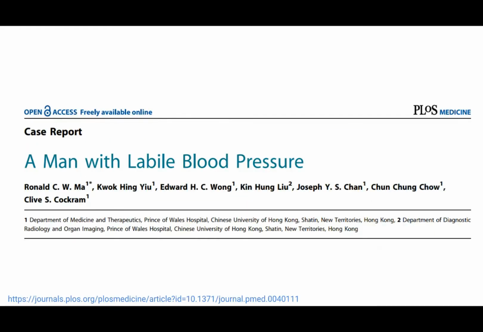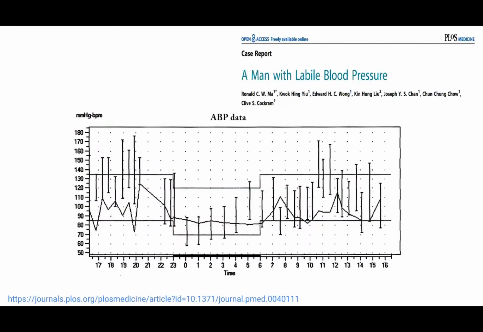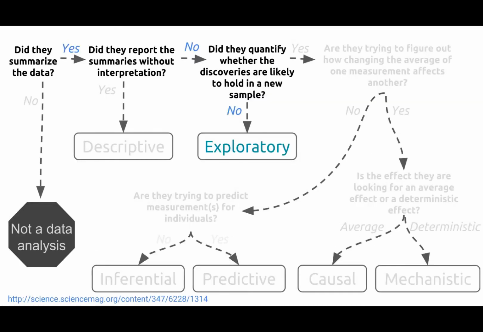Here's an example from the literature. So this is a case report, and it's about a man with labile blood pressure. And in this study, all they did was collect data on one person and just described what they saw. So for this man, they show over time the blood pressure of this particular person measured on that particular day. So all they're trying to do is describe what they see and not necessarily make any inference about what other people will be like. Typically, case studies are this kind of descriptive analysis.